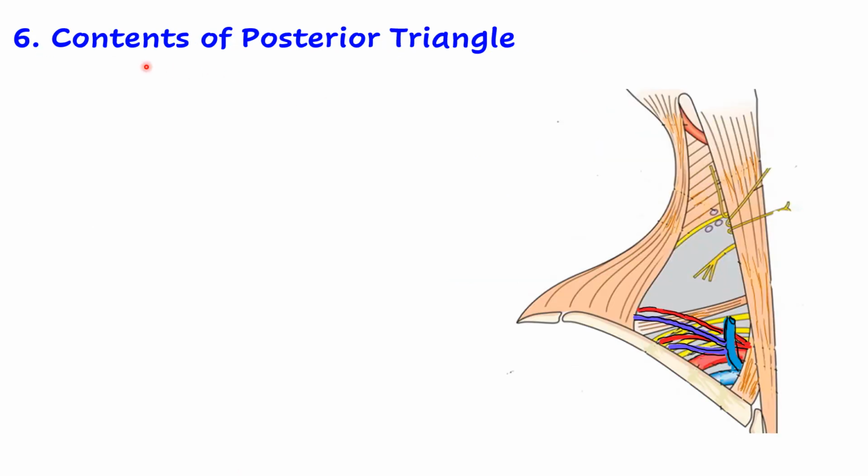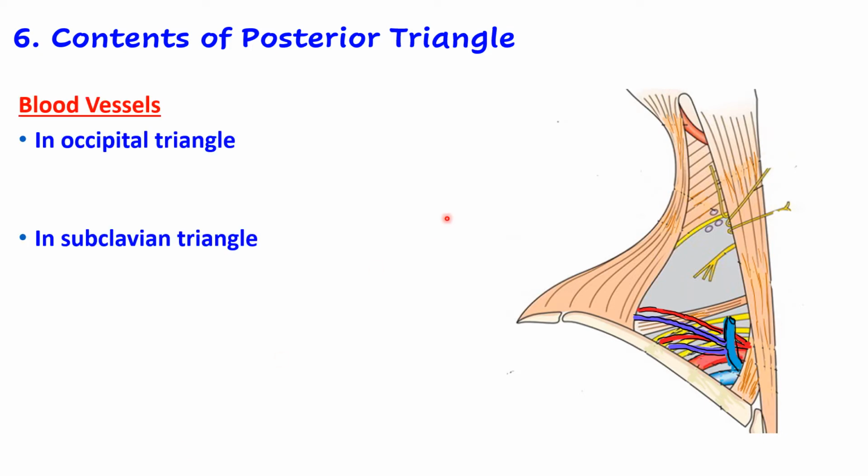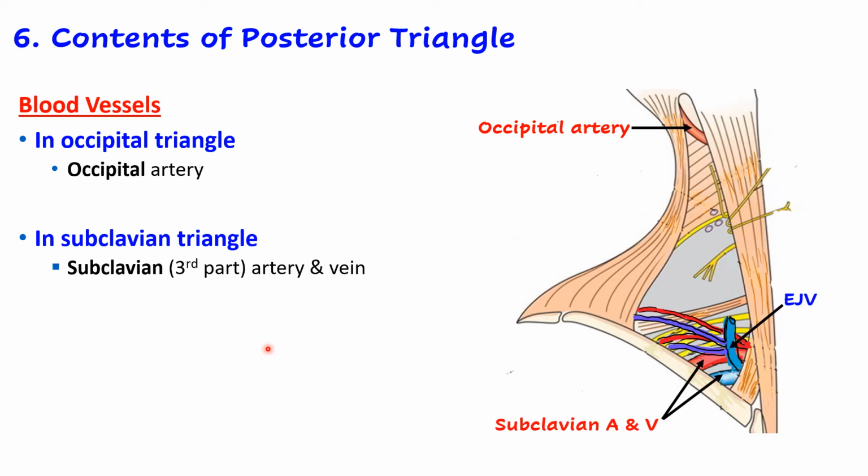Let's now consider the contents of the posterior triangle. So first we will consider blood vessels, then nerves, then lymph nodes, right? So let us start with the blood vessels. Which blood vessels will be present? We will also see which blood vessels will be present in occipital triangle and in the subclavian triangle, so that if you are asked a question about the contents of either occipital or subclavian, you can write that also, right? So let us start with the occipital triangle. Which blood vessel will be there? You will have an artery there. That artery is occipital artery, right? So it's simple to remember, occipital triangle, which artery? Occipital artery.